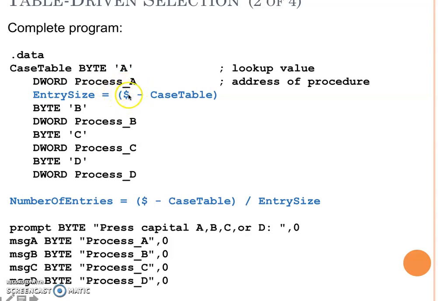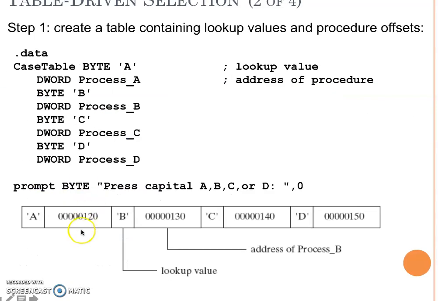So this $ sign actually means the current location, right? When I'm using the $ sign, I subtract the case table from the current location. So then the entry size here I got. What does this entry size look like? Do you remember earlier I have the byte A, I have the procedure? Actually, this one is the entry size.